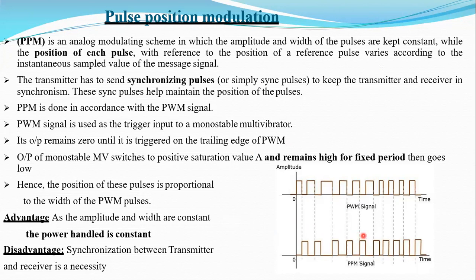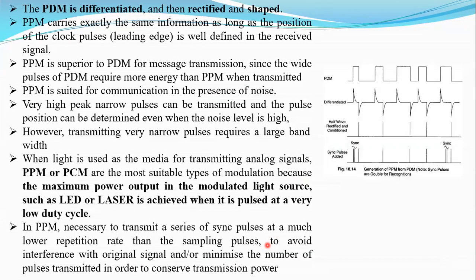Now the advantage of this pulse position modulation is that, as the amplitude and the width are constant, the power handled will be constant. And coming to the disadvantage, synchronization between the transmitter and the receiver is a necessary thing, but it is not provided in this pulse position modulation.